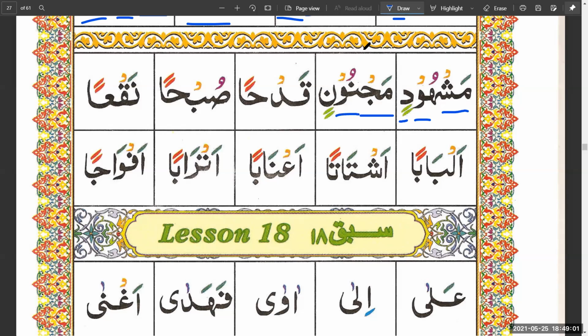Then noon dhamma nu, wa with a sukoon, nu. Then noon to kasra, nin, majnunin, majnunin. Next one, qaf fatha qa, dal with a sukoon, qad.